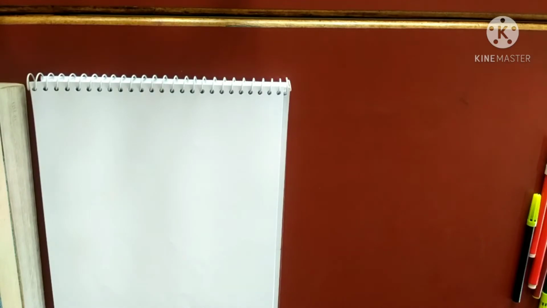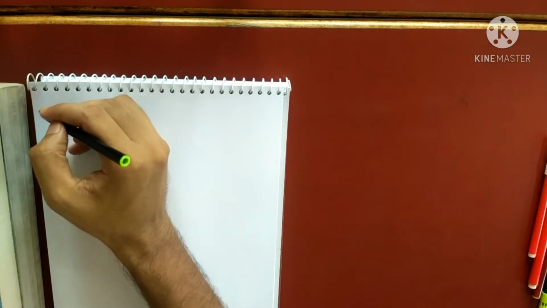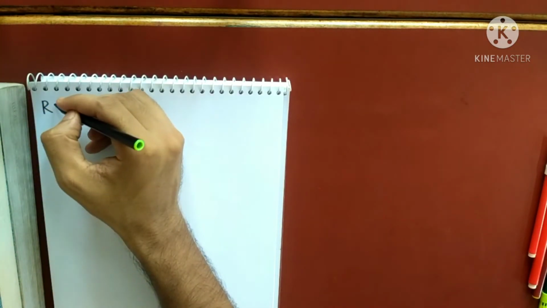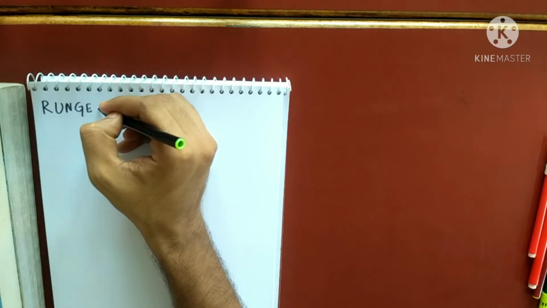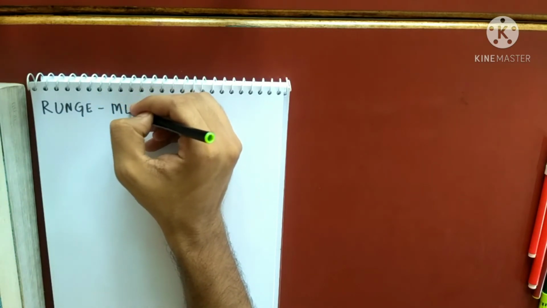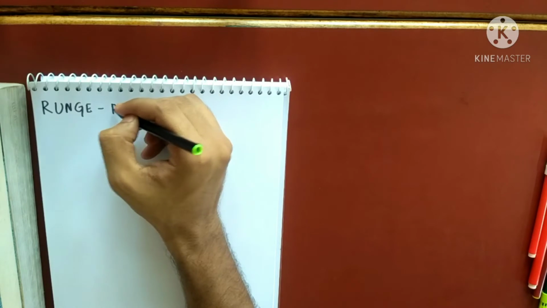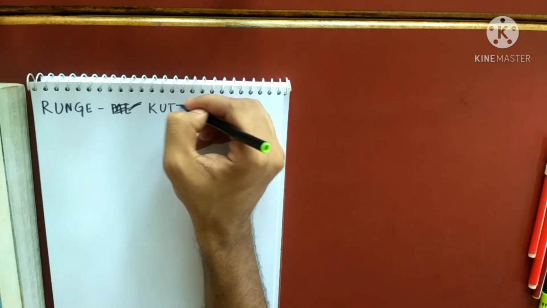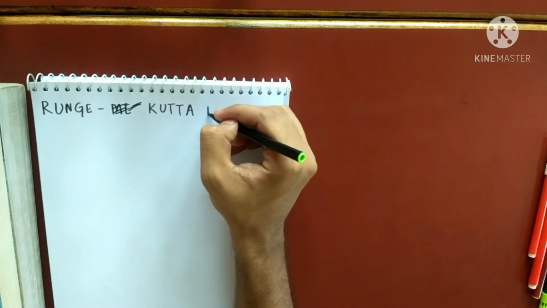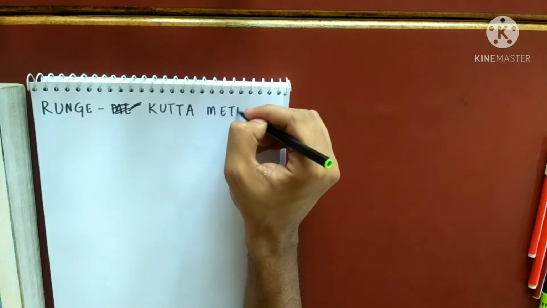So today I'll be starting with another method for solving an ODE, or numerical solution to an ODE. That method is called the Runge-Kutta method. This is the last method in our syllabus in this chapter. So this is the name of the method, Runge-Kutta method.